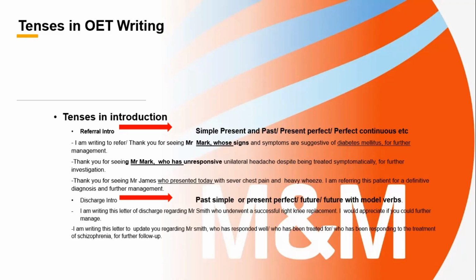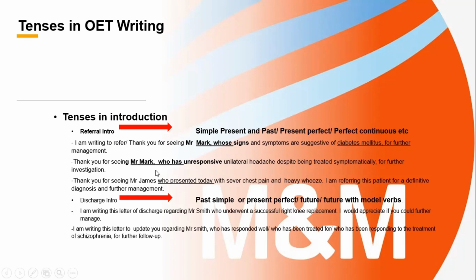So tenses in the introduction: in the case of a referral letter, we mostly use the present simple tense, or at times present perfect or perfect continuous, and we can also use the past simple tense. Let's say a few examples: thank you for seeing, or I'm writing to refer. We can see over here, whose signs and symptoms are suggestive of. Now this is the rule of grammar we discussed. Signs and symptoms are suggestive of. Are suggestive means it's the present simple tense. I am using this in the referral letter with the present simple tense, right?